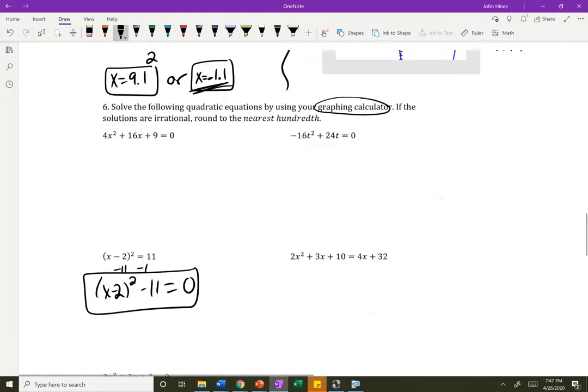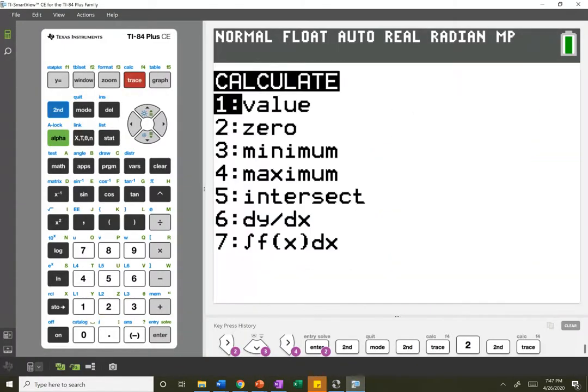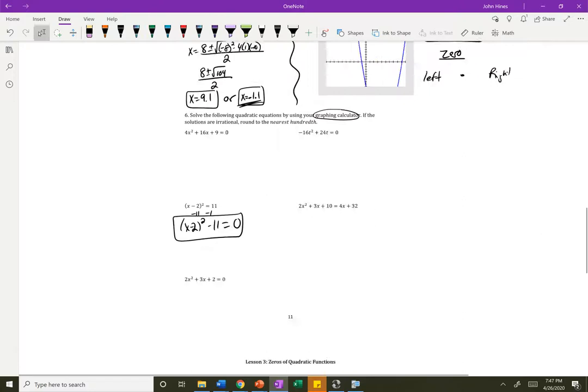That's how we can use our graphing calculator to solve quadratic equations. We can use the 0 button, second trace. All right, that's all I've got to say about zeros.